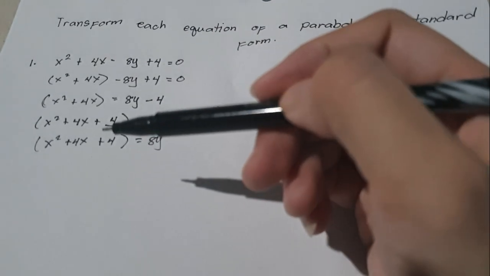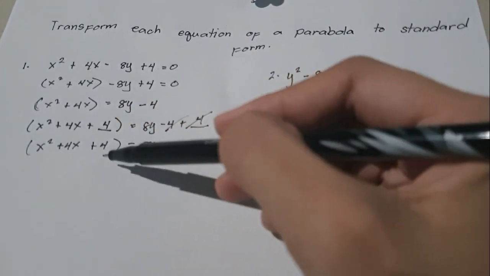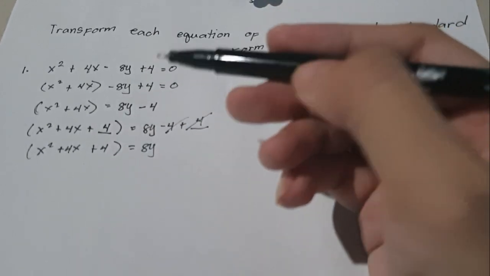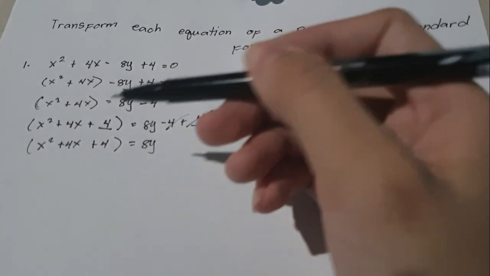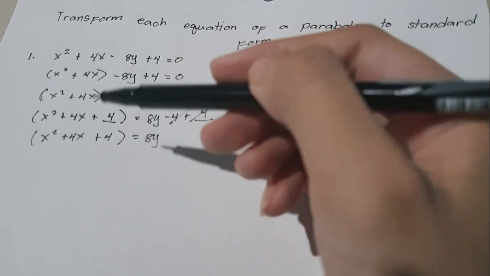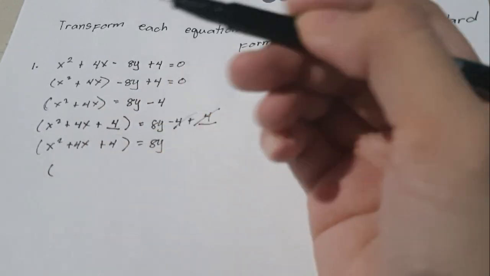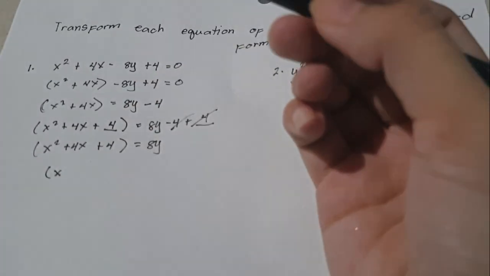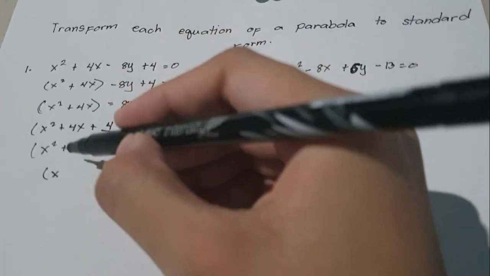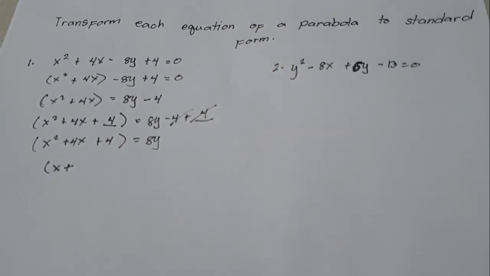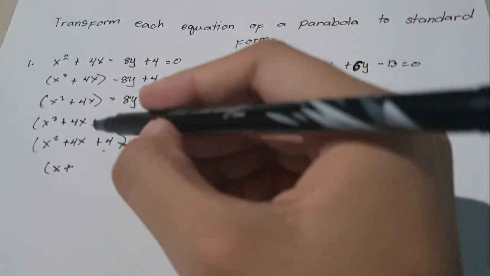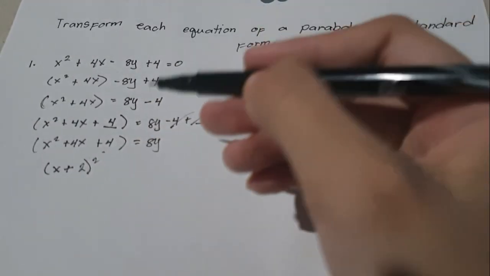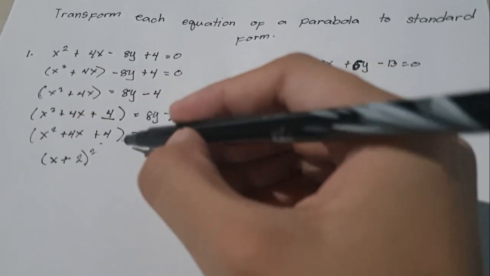Then next, express the perfect square trinomial as a square of a binomial to make the equation in vertex form. In transforming the perfect square trinomial into a square of a binomial, we will extract the square root of the first term. So the square root of x squared is x. And then we will follow the sign of the middle term, so we have positive. And then we will extract the square root of the last term. So the square root of 4 is 2. And then square the binomial. So we now have a square of a binomial.